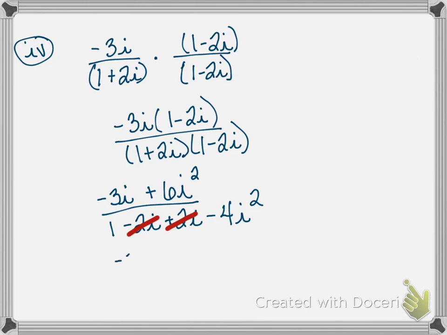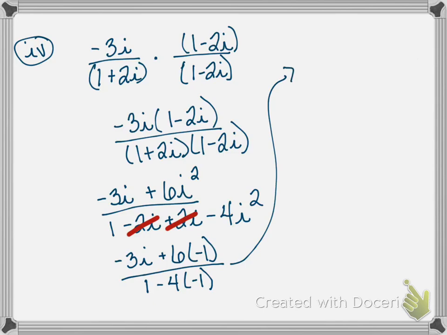Now I've got negative 3i plus 6 times negative 1, because i squared is negative 1. Okay, then in the denominator, I have 1 minus 4 times i squared, which is negative 1. Okay, so now I'm going up here. So I have negative 3i minus 6 over 1 plus 4.